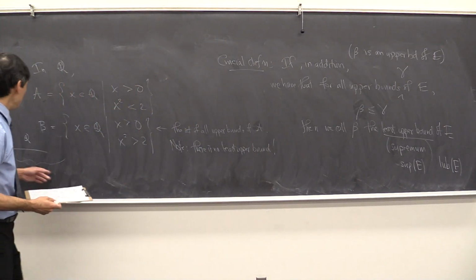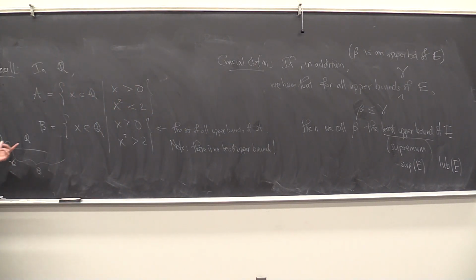Right? This set A does have upper bounds, but there is no least upper bound in Q. Whatever upper bound you take, there's always an upper bound smaller than it. So there is no least upper bound of A, and conversely, if you're thinking about lower bounds, there is no greatest lower bound of B. There's no least upper bound of A. There's no greatest lower bound of B.